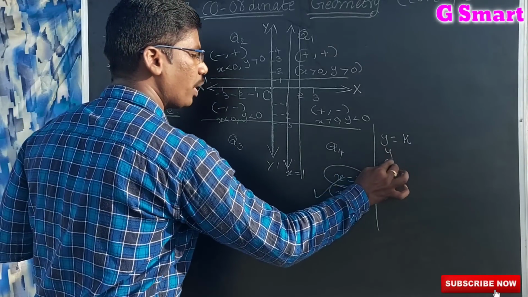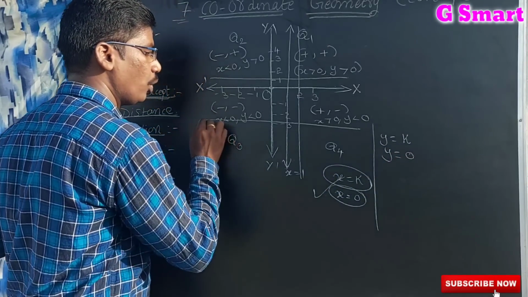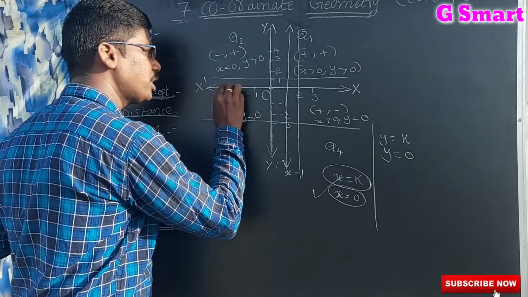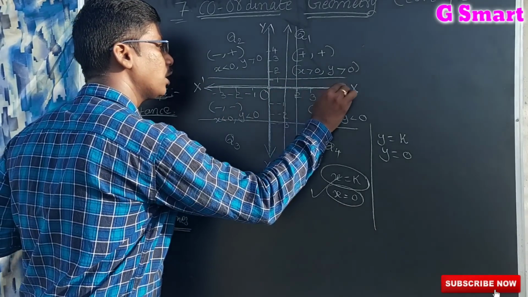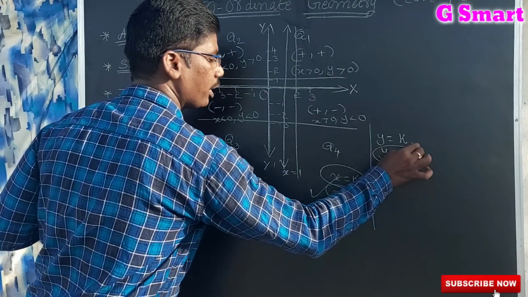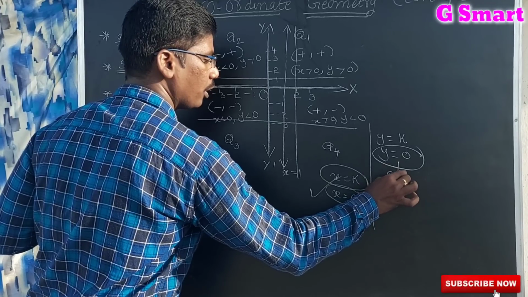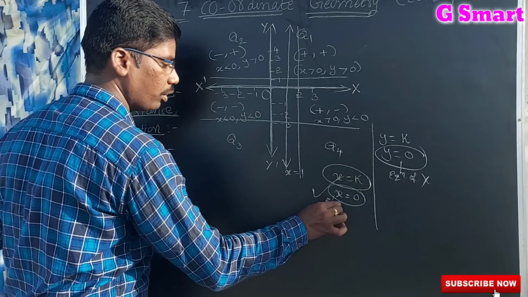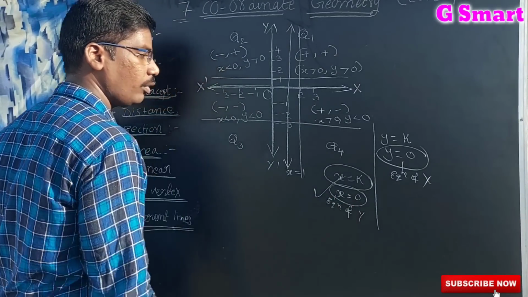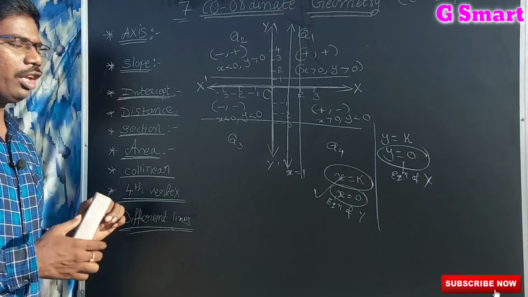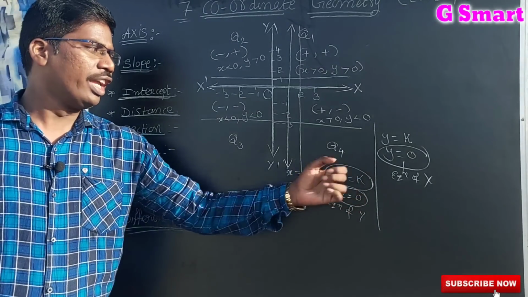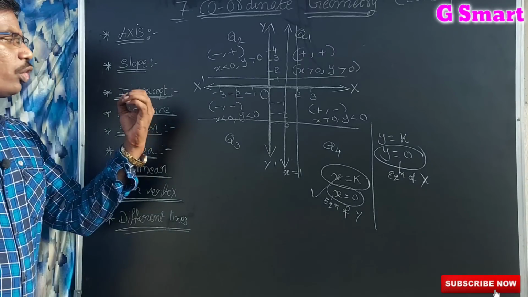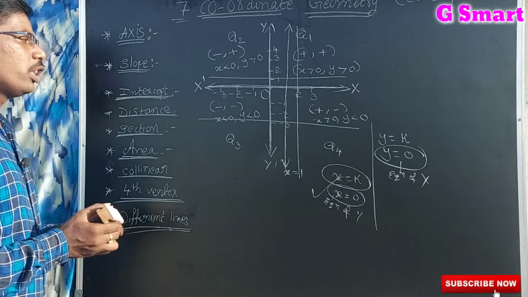Now if I substitute y is equal to minus 3, minus 2, 2, 1, 0, y is equal to 0 is the line which is nothing but the equation of x-axis. And x is equal to 0 is the equation of y-axis. So you have to remember like this: equation of x-axis means y is equal to 0, equation of y-axis means x is equal to 0. And we also have to learn more about this coordinate geometry concept.